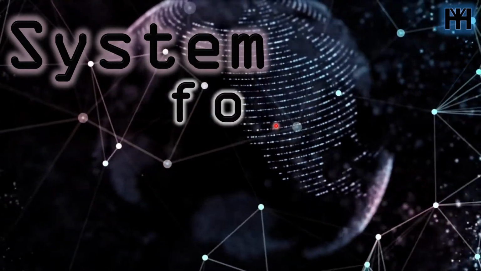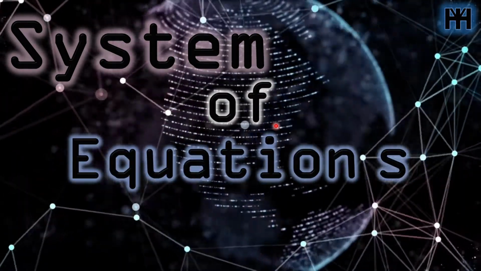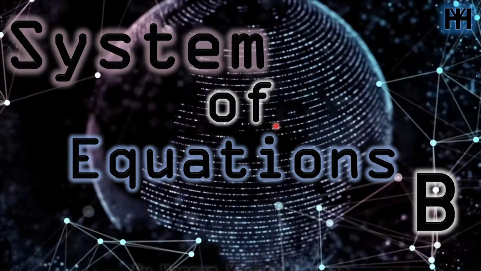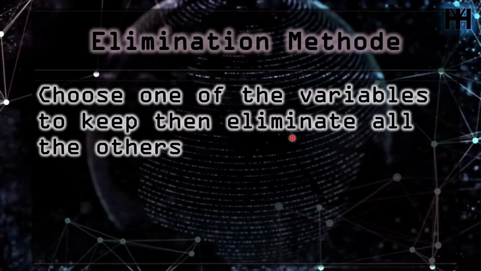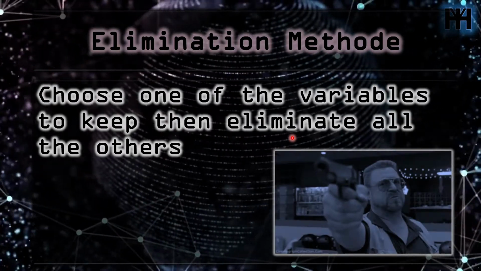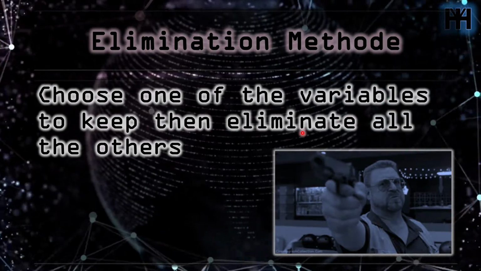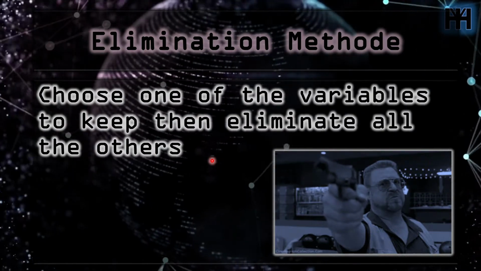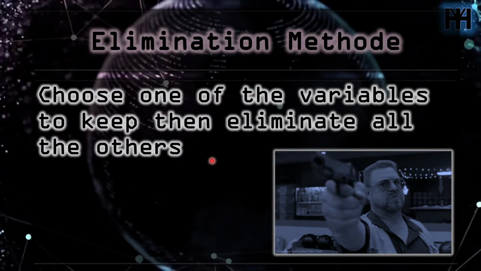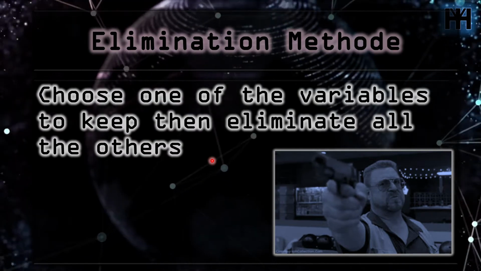System of equations, Part B. Elimination method. Choose one of the variables to keep, then eliminate all the others. So you want to keep one of the variables, then eliminate the others to know the value of this variable.